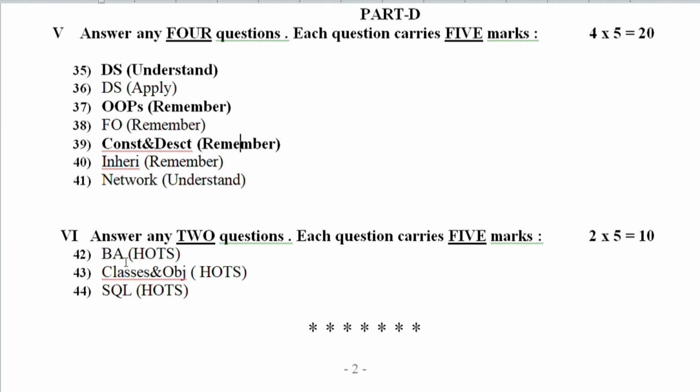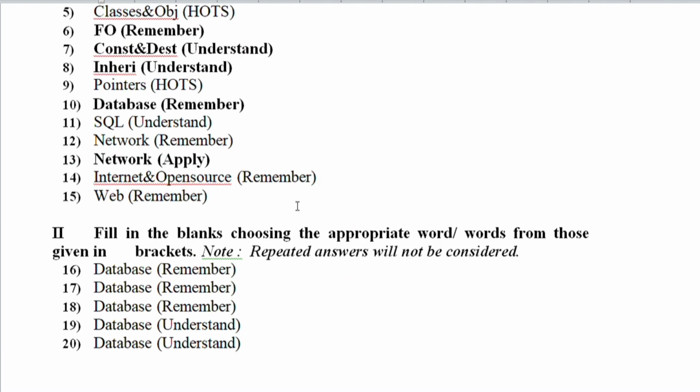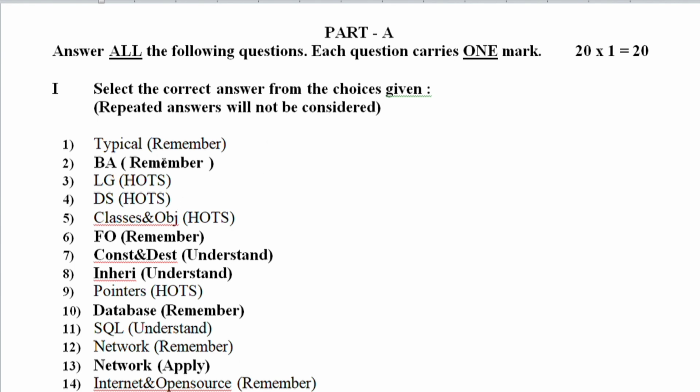One is Boolean algebra, usually K-map. Classes and objects, they may ask you to write a program on class and objects. Then SQL, which is queries. So this is about the model paper 1. So just have a glance on this. They can understand. So typically you have remember.